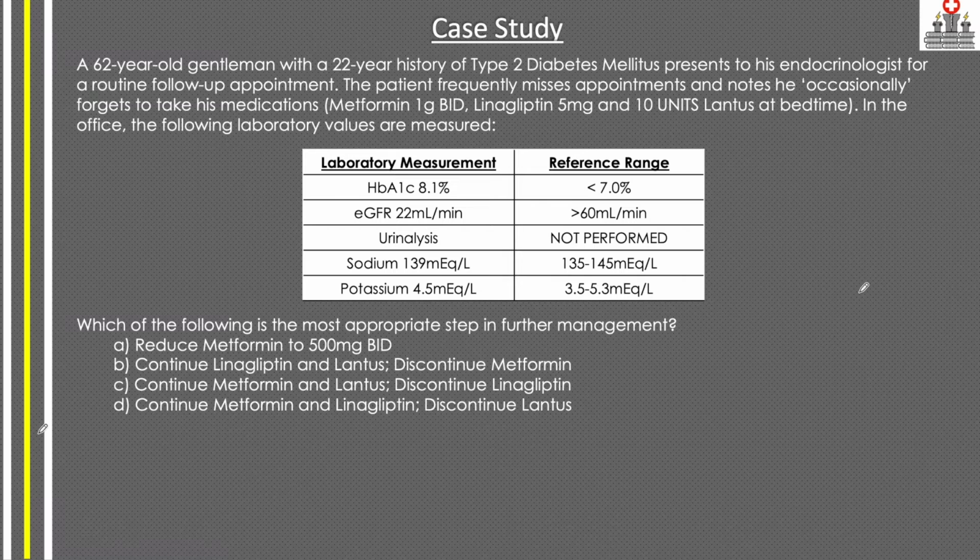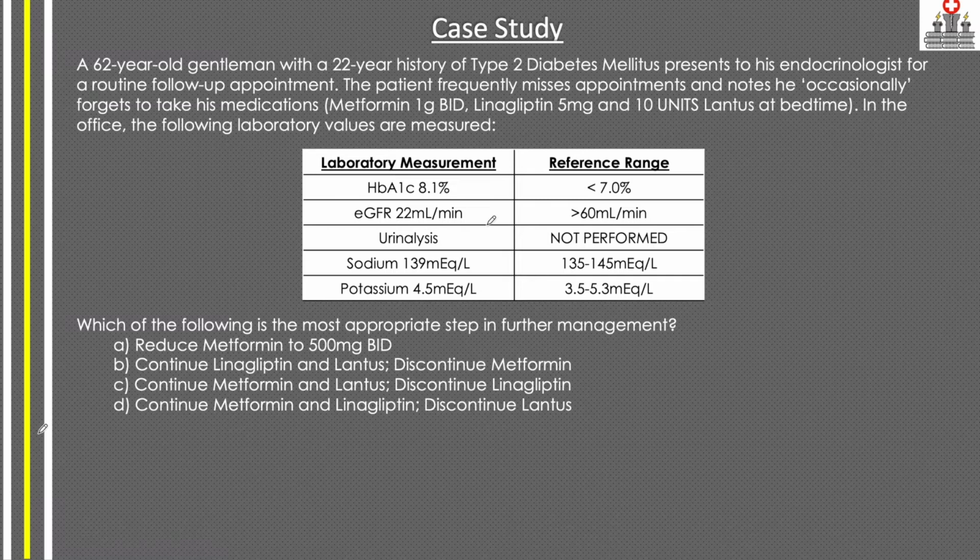The physician decides to get a set of bloods, and we see the A1C is 8.1%. In someone like him, we would recommend either 7 or less than 7.5. If he's had diabetes for such a long time and it appears poorly controlled, a person would recommend that their A1C target should be 7.5%. We also see here the eGFR is 22 milliliters per minute, which is quite low.